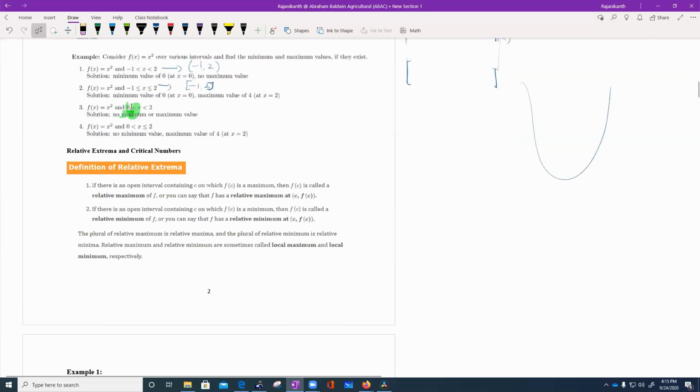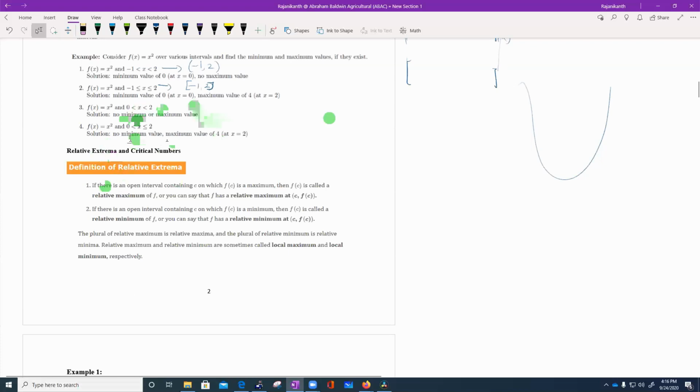Again, here we don't include 0 and 2. Draw this picture and check, do you see any maximum and minimum in this interval? You don't see, because remember we had the minimum at 0, but now you don't include 0, therefore you don't find any minimum, maximum either, right? So you cannot find anything else. So you just draw the picture and check.